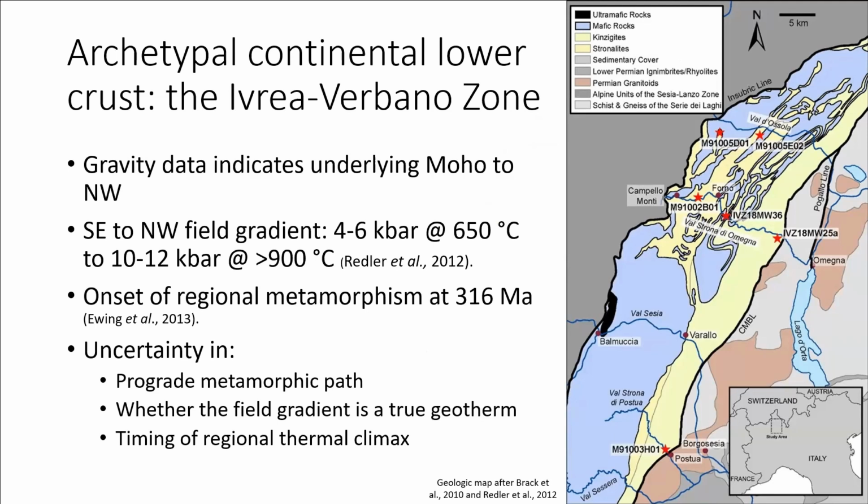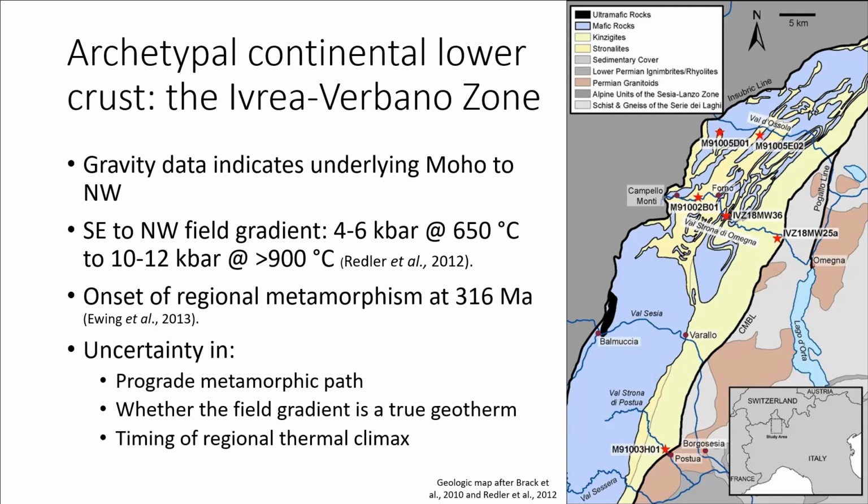An excellent locality to investigate this question is the Ivrea-Verbano Zone, a 100+ kilometer long, 14 kilometer thick section of exhumed continental crust, bounded to the northwest and southeast by alpine faults. Gravity data indicates that the moho lies directly under the northwestern part of the section, the base of the section. Because of that, the Ivrea-Verbano Zone has been described as an archetypal continental lower crust section and has been investigated for decades.